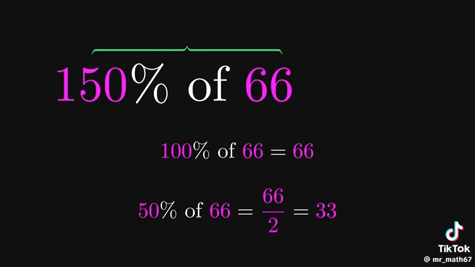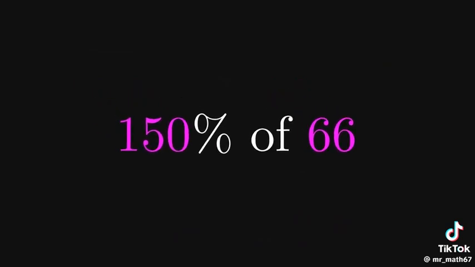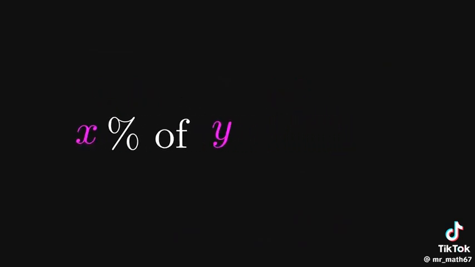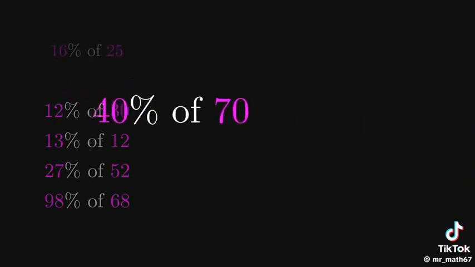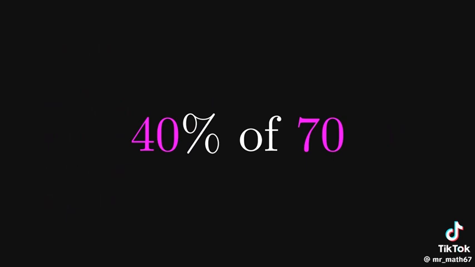So 66 plus 33 is 99, meaning we just proved that for any pair of numbers, x% of y is the same as y% of x. And it holds the commutative property. But this trick is not going to work for all numbers. Like, look at these numbers, 40% of 70. In this case, flipping will not make any difference. Calculating 40% of 70 or 70% of 40 would require the same amount of effort.